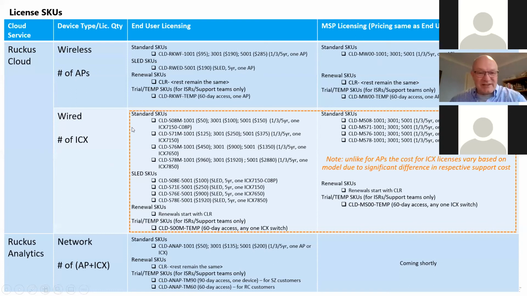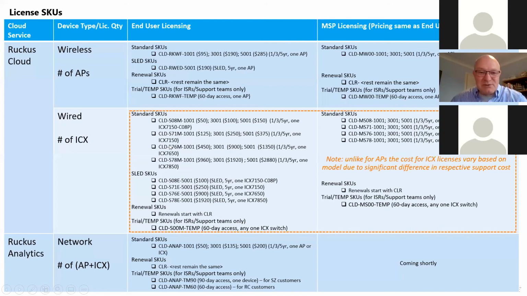Now with switches, this is slightly different. This looks a little bit more complicated, but the reason why you have more SKUs here is because the support is included within the license. We have different licenses for the different level of ICX switches, as you see here. So for a 7150 compact 8-port, which is a very low end 1 gigabit compact switch, the license is relatively low cost, as the support is lower cost for us to provide.